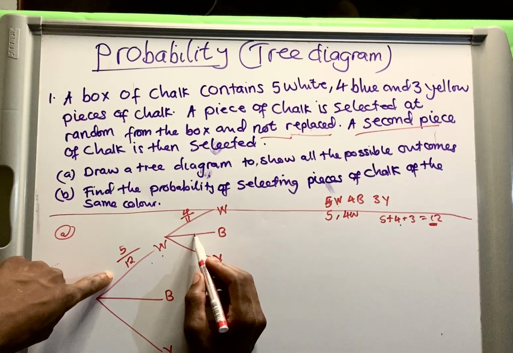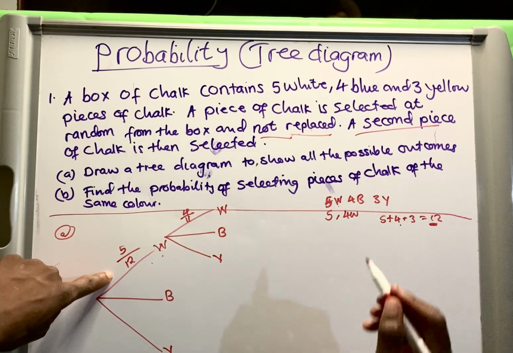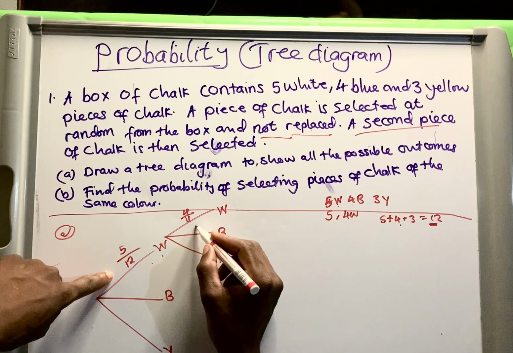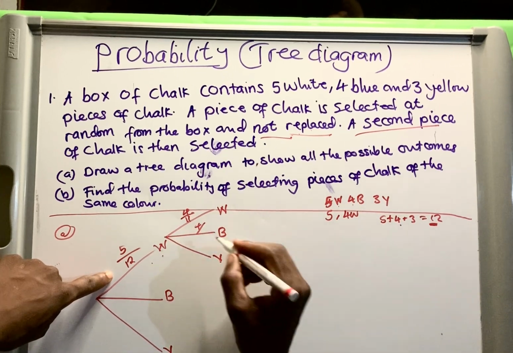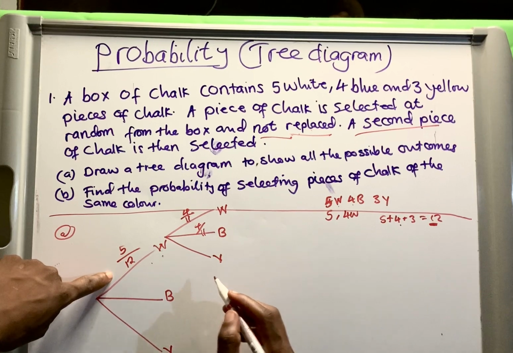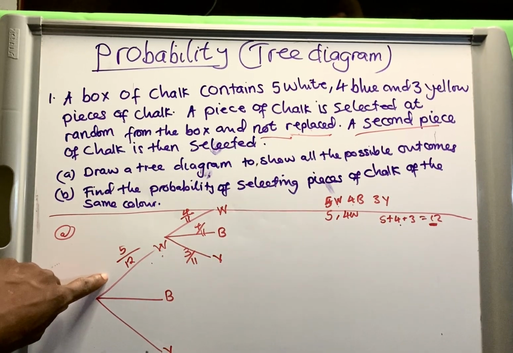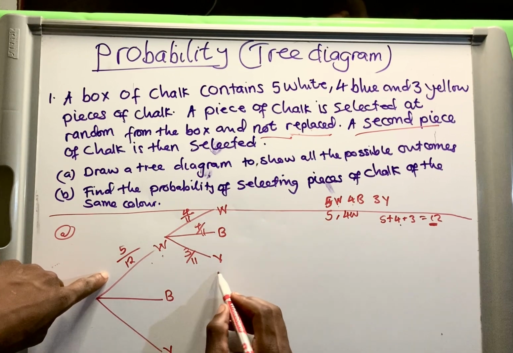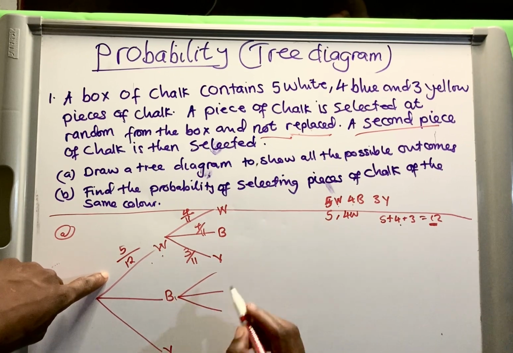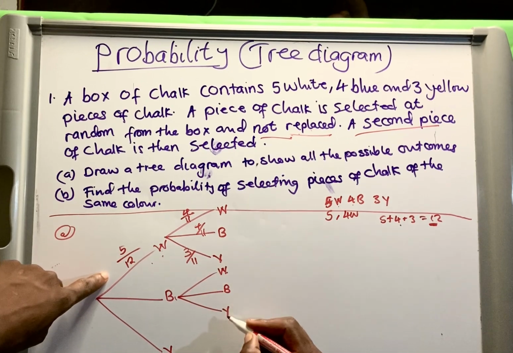The second part, the probability of picking blue from the box. How many blue do we have? We still have 4 blue over the total number, which has remained 11. Remember, this was not replaced. Then the probability of picking yellow is 3 over 11. We got the second part. The same thing applies: white, blue, and yellow.